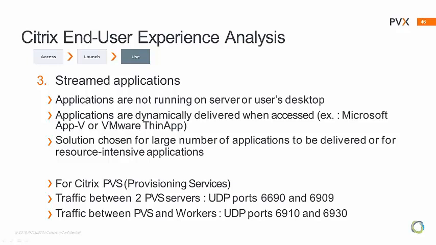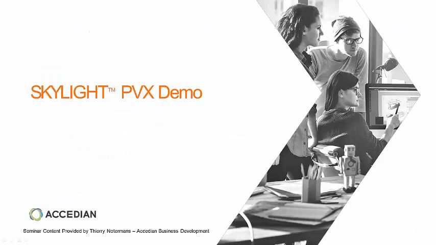So here's an example of streaming applications. Applications not running on a server or user desktop. Applications are dynamically delivered when accessed. Examples are Microsoft App-V, VMware ThinApp. Solution chosen for a large number of applications delivered for resource-intensive applications, CAD applications, etc. There's a lot of solutions out there that once again need some big horsepower, that when hosted in the data center, Citrix can perform versus trying to push that all across the network, across the world, etc.